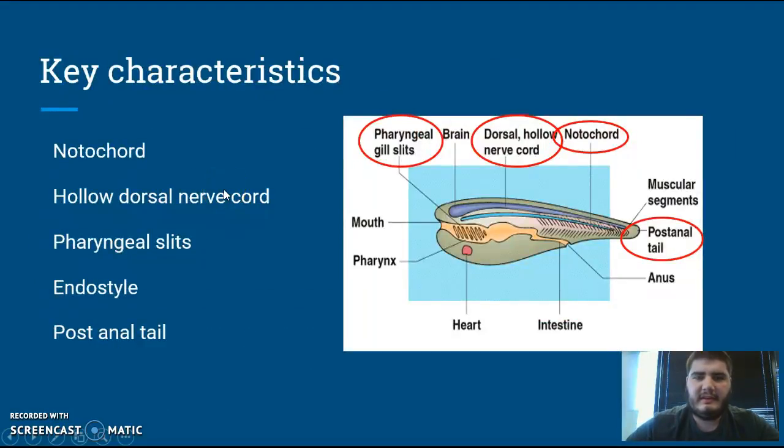The key characteristics of the chordates are the notochord right here, as we can see with that blue strip in the picture. The hollow dorsal neural cord, which is right here, the purplish line just above the blue. Pharyngeal slits near the front, those slits near the mouth. Endostyle, which is not shown in the picture here, but we'll see later. And a postanal tail.